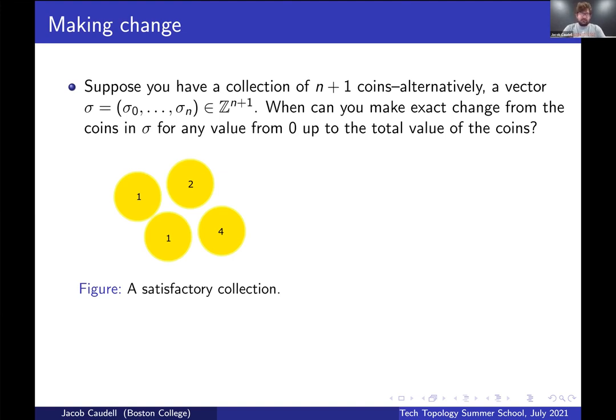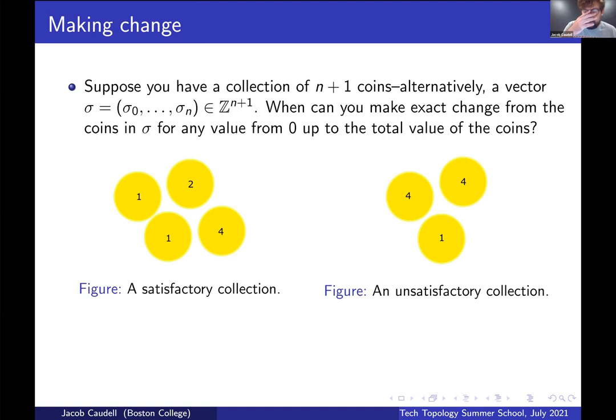It's not difficult to show that you can make exact change for every value between 0 and 8. On the other hand, here we have an unsatisfactory collection. You can't make change for 2, for example. So we'll call such a vector that satisfies this condition a change maker.